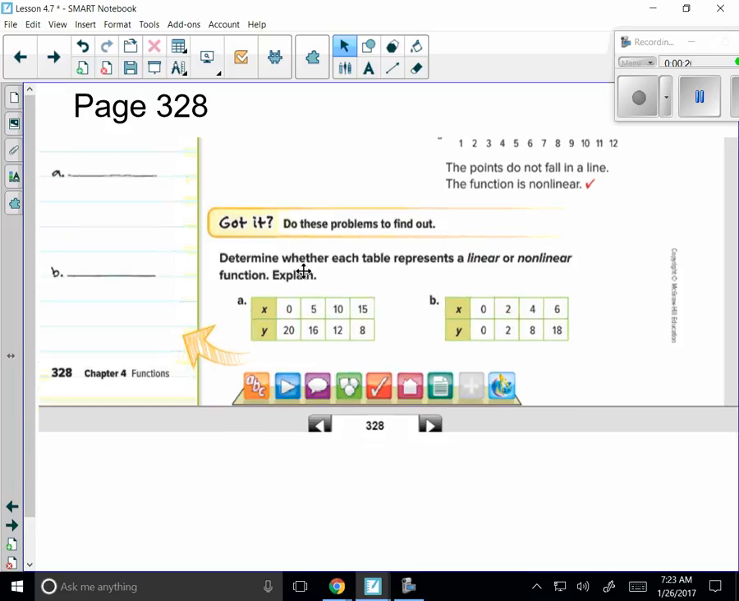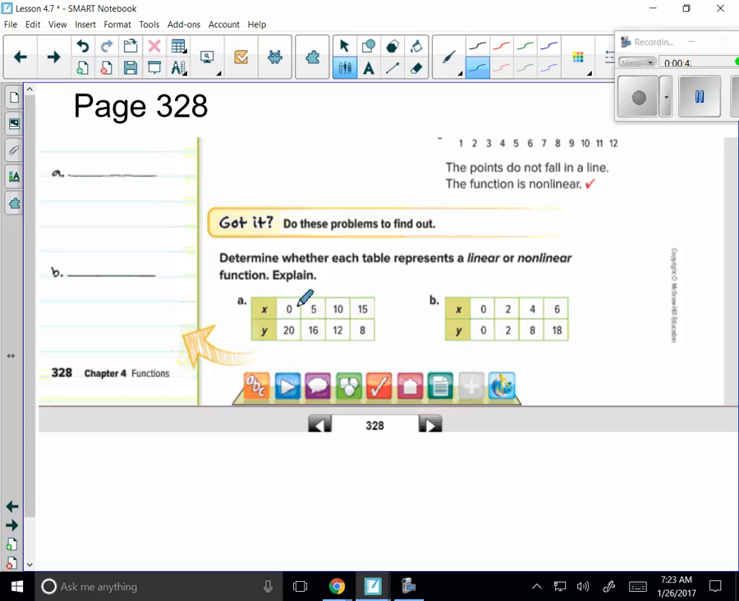It says, determine whether each table represents a linear or non-linear function. Explain. We should be used to linear, but non-linear may be a new word that we're not so used to. So I'm going to look at A first. A has a table, and if I want to figure out if it's linear or not, the easiest way is to find the constant rate of change or the slope.